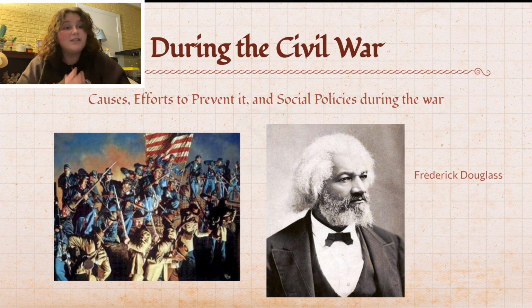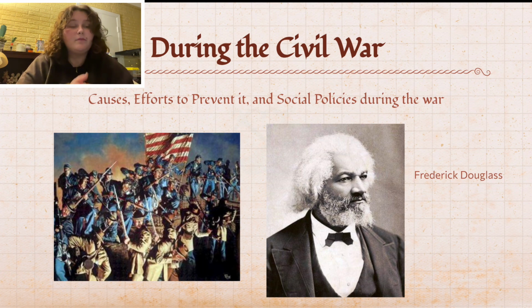Moving on to the Civil War. The Civil War started over arguments based on slavery, also the power of the federal government, and the rights of states against the federal government. There were several things that were done to try to stop the Civil War from happening, such as the Compromise of 1850. This was a series of laws to try and appease both sides, but ultimately it was ineffective.